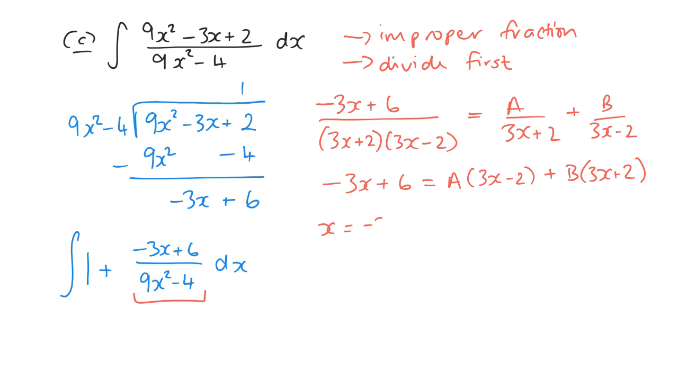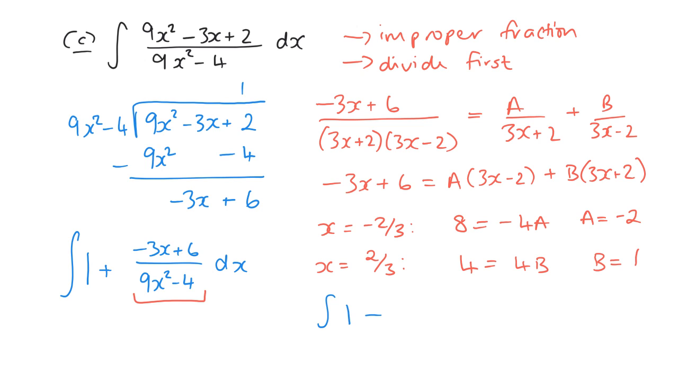So I'm going to let x equal minus 2/3 first. On the left hand side I'd get 8, and on the right hand side B would disappear and I'd get minus 4A. So A is minus 2, and then let x equal 2/3. And I'd get 4 on the left hand side. This time A would disappear and I would get 4B. So B equals 1. So we're actually integrating 1 minus 2 over 3x plus 2 plus 1 over 3x minus 2.